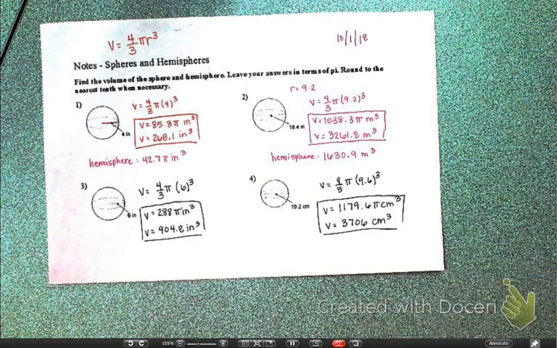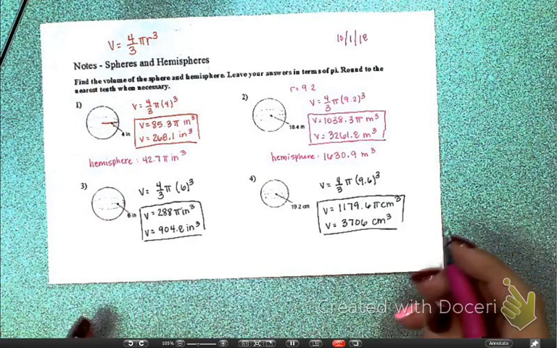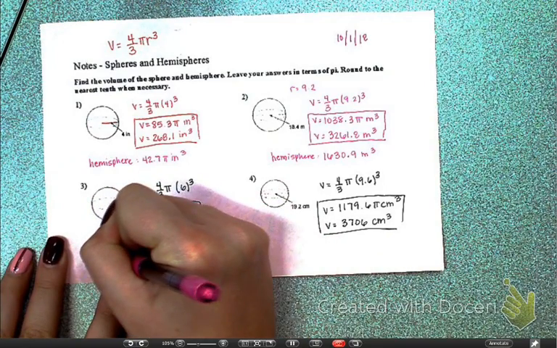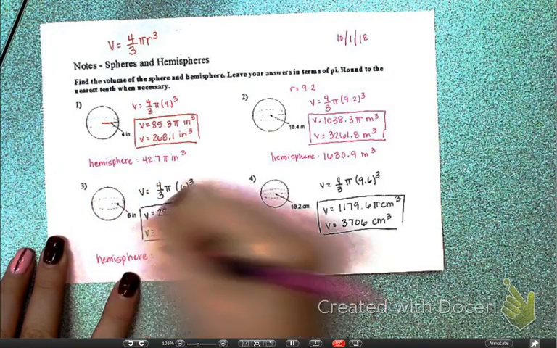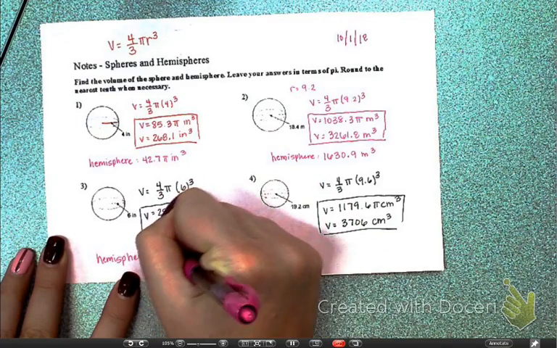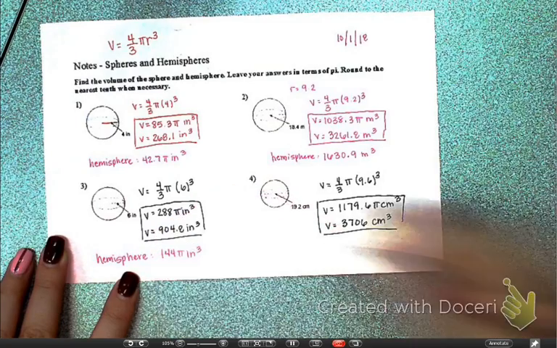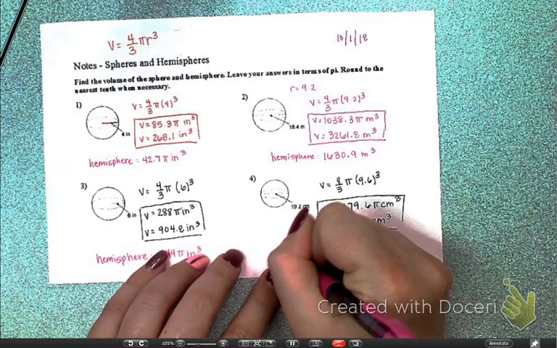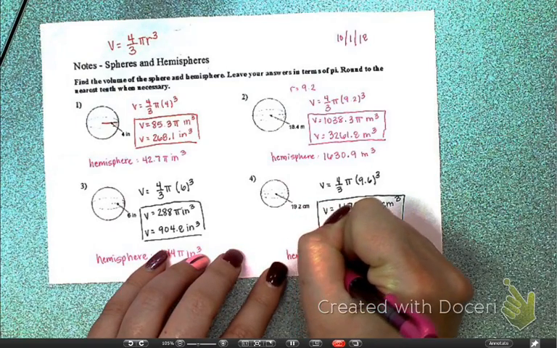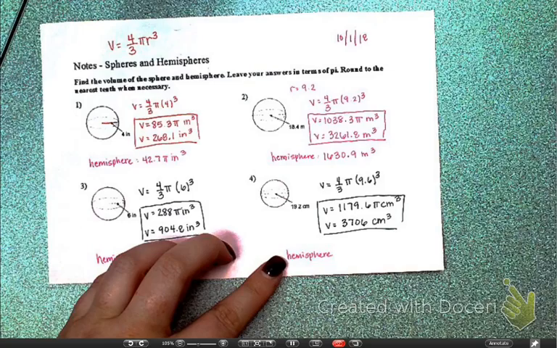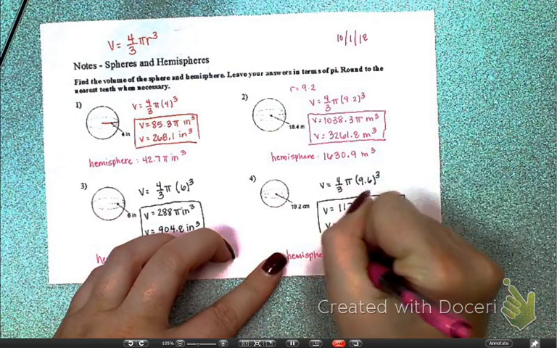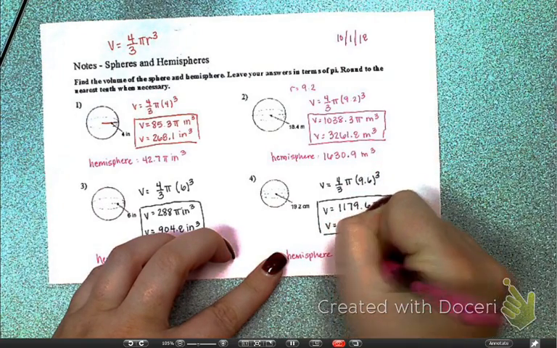So for number 3, the volume in terms of pi for the hemisphere should be 144 pi inches cubed. Did you get that? Okay. And then for the hemisphere on number 4, rounded to the nearest tenth, you actually would get 1,853 centimeters cubed.